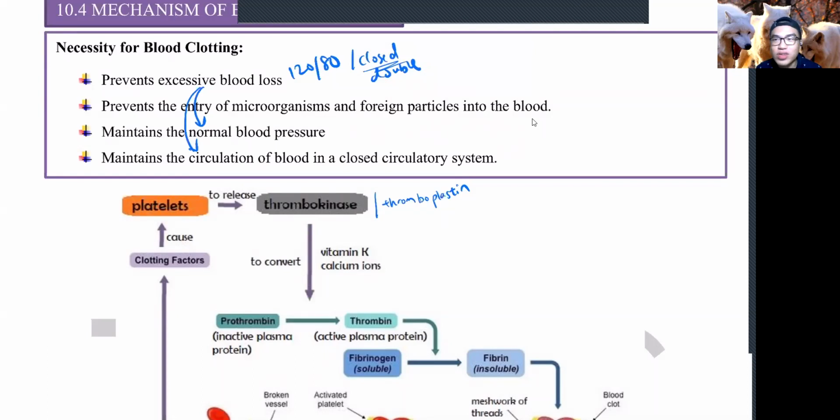Our blood clotting, this is how it works. This is basically the flow chart.